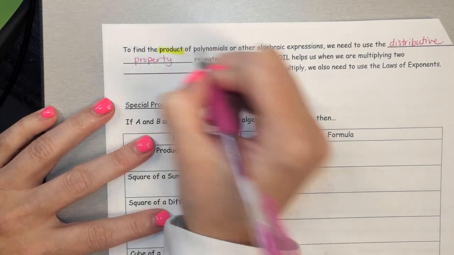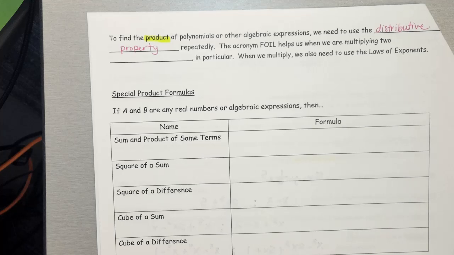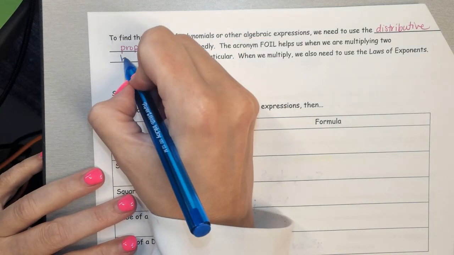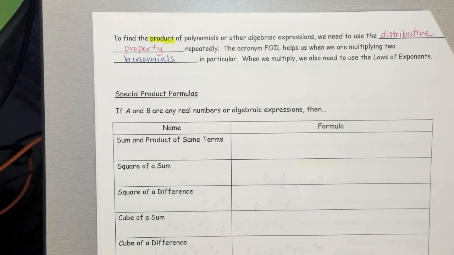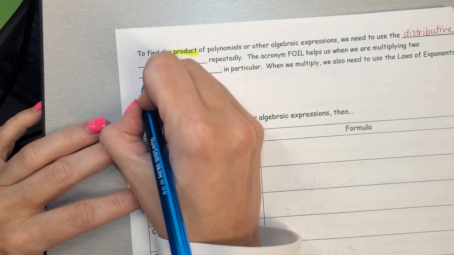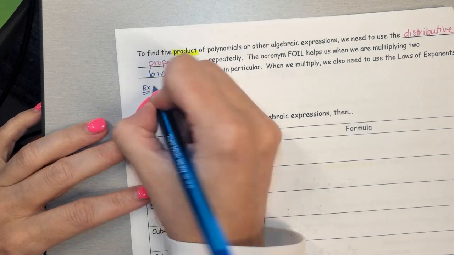Repeatedly. If you have two binomials, we know that that's called FOIL, right? So that's when you have the two binomials in particular. And when you're multiplying, you also have to use those laws of exponents, right? If you do x squared times x, it's x cubed. So when I'm talking about the distribution, that would be if you had something like this.